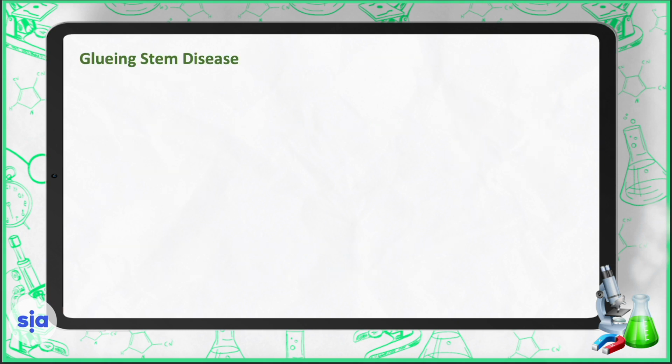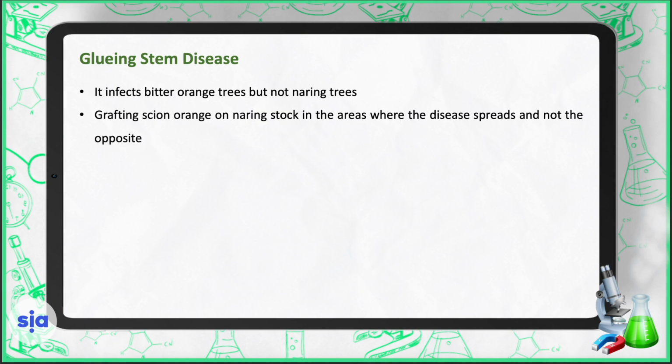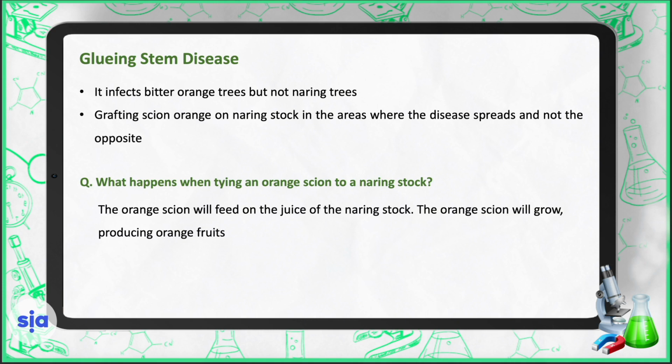Did you hear about gluing stem disease? This disease infects bitter orange trees, but not naranj trees. Grafting orange scion on naranj stock is done in the areas where the disease spreads, and not the opposite. So what happens when tying an orange scion to a naranj stalk? The orange scion will feed on the juice of the naranj stalk. The orange scion will grow producing orange fruits.